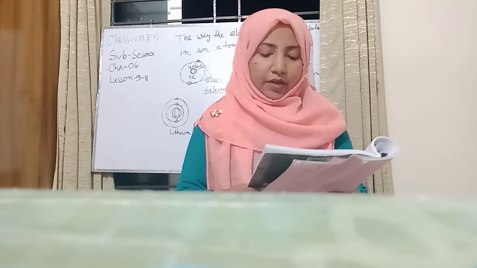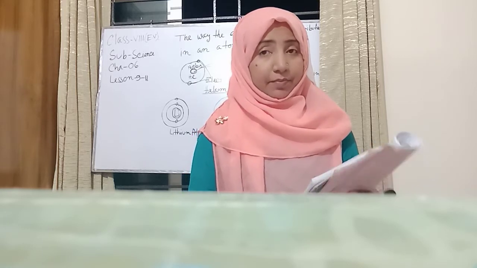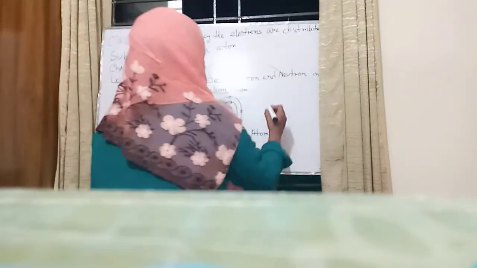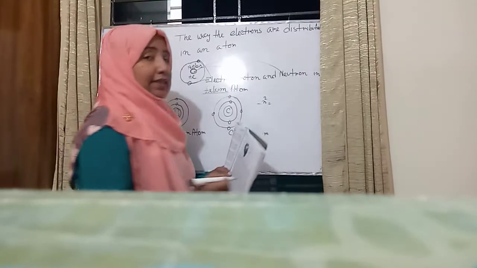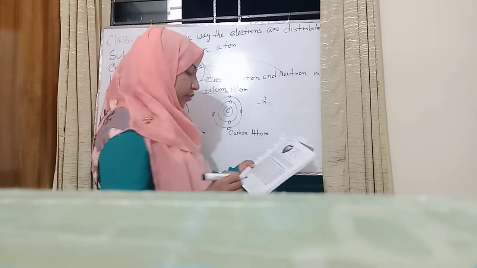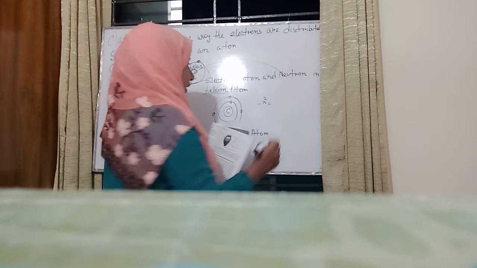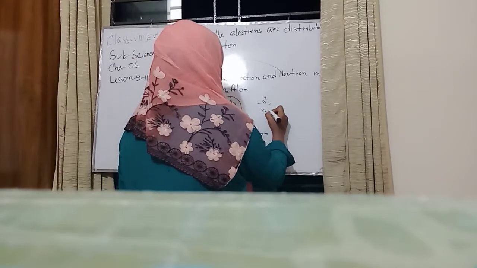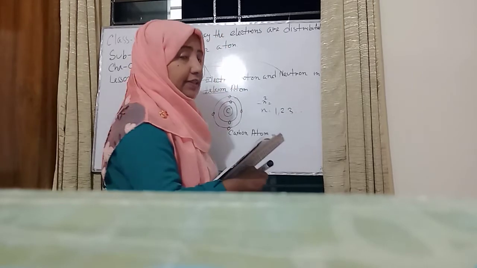The rule by which the electrons are distributed in the orbits is given by a formula. Here's the formula: 2n square. Please everyone see that carefully. There is a formula, 2n square. Here n is 1, 2, 3, etc.